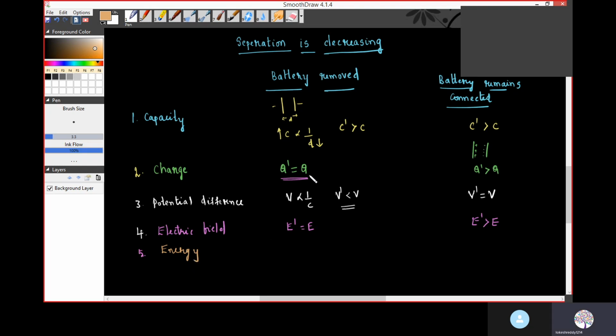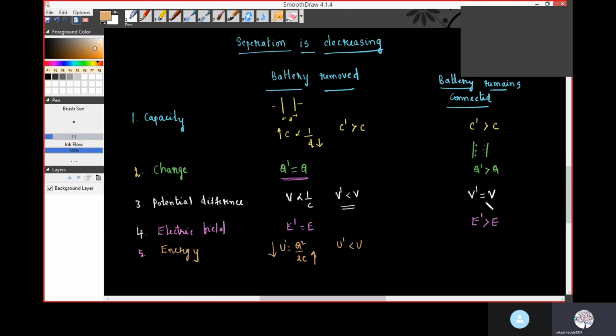Energy. Now here Q is there, so I will write Q square by 2C. That means the capacitance has increased, so U will decrease. So U dash will decrease. U dash is less than U.